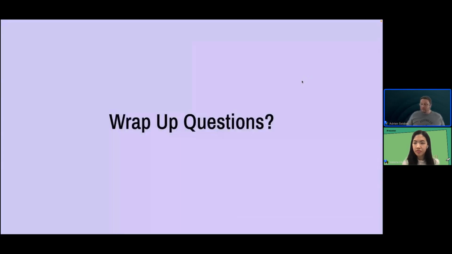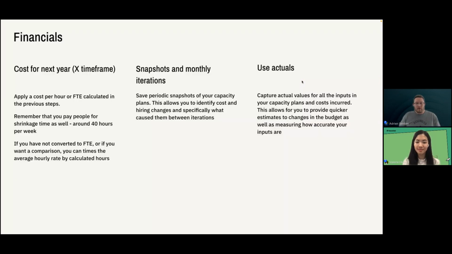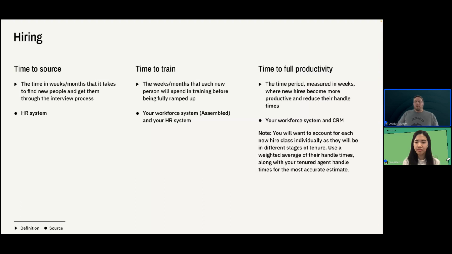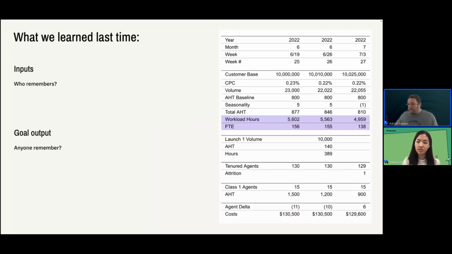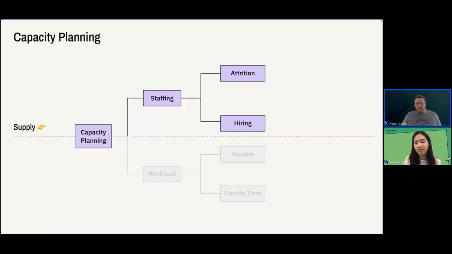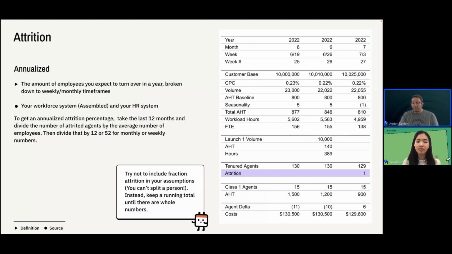So maybe I'll recap a little bit as to what we've gone over, and we can go through this kind of quickly here. So we covered all the inputs. Everything that you're going to put into the sheet is going to be in yellow. There's instructions on the sheet. You start off with your demand, which is going to be your workload, and then you build up your supply, which is your staffing. Staffing is real important to look at your attrition, because attrition is the silent killer of your staffing.